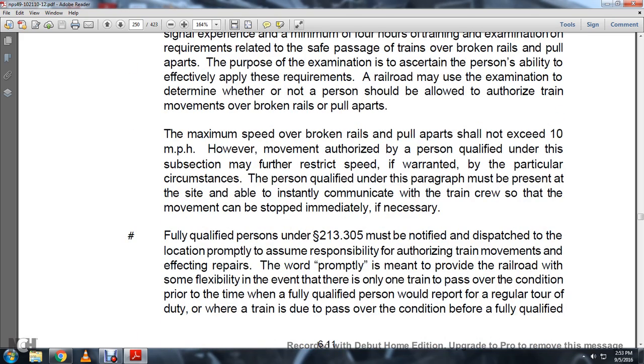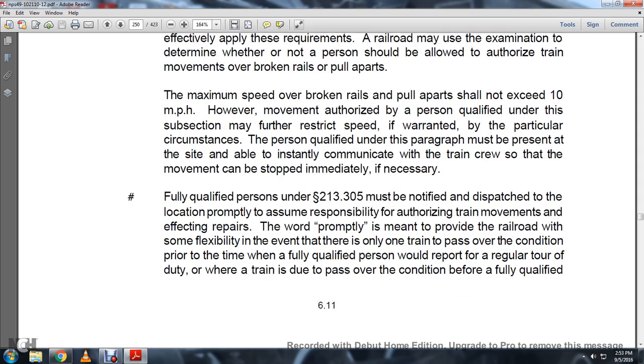The speed over broken rails or pull-aparts shall not exceed 10 miles an hour for the movement. Authorized personnel qualified under this subsection may further restrict the speed as warranted by the particular circumstances. The person qualified under this paragraph must have the ability to instantly communicate with the train crew so that the movement can be stopped immediately if necessary.